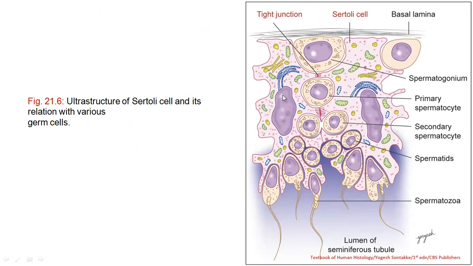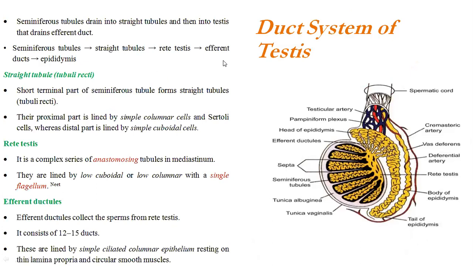So, what is the name of this cell? Sertoli cell. Now, this is one Sertoli cell. This is one more Sertoli cell. These are the areas where we have junctions between the Sertoli cells, and these junctions are called tight junctions. Okay, tight junctions.